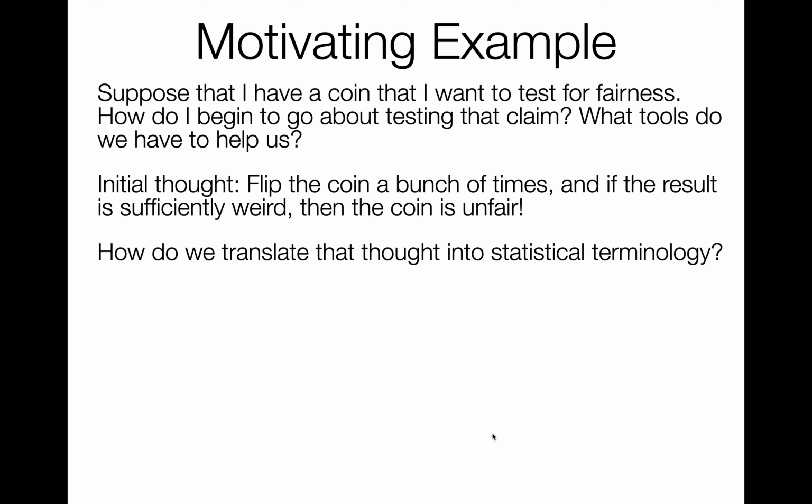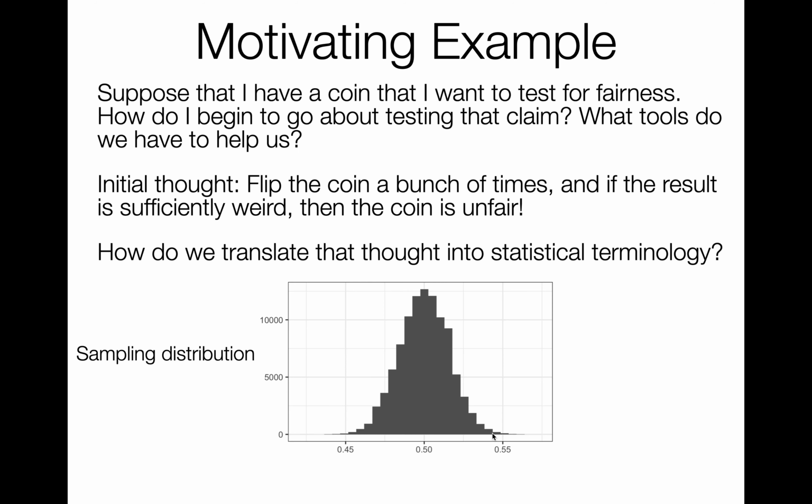What we need to do is translate that type of thought into the statistical terminology that we're using. So the first thing that we need to do is to understand how a fair coin behaves. And I've probably used that terminology before. A fair coin is going to behave like this. So we use a sampling distribution to describe how that coin behaves.